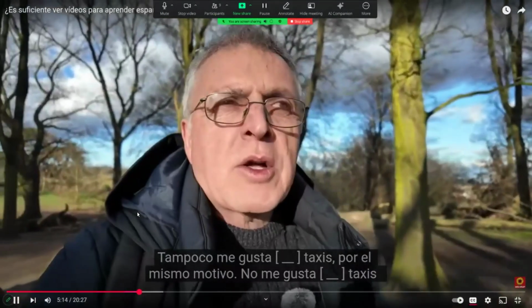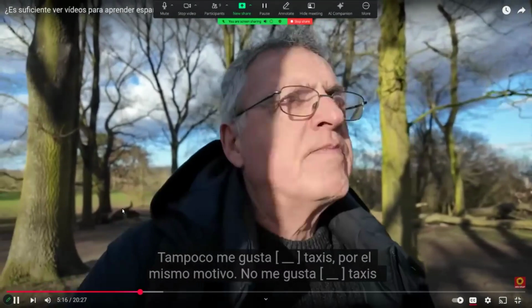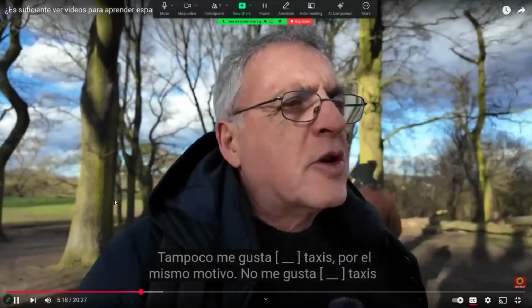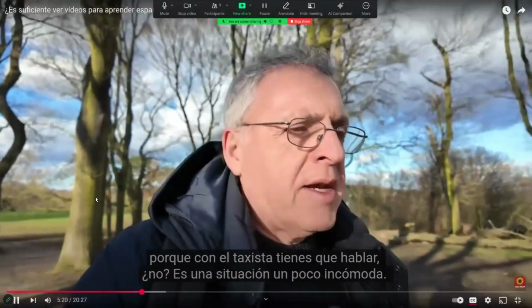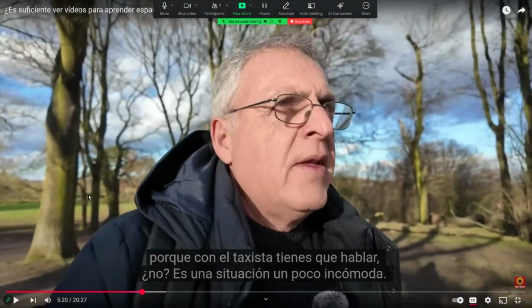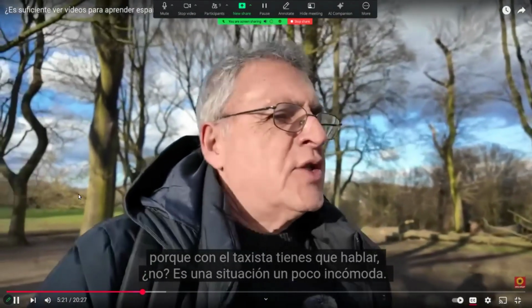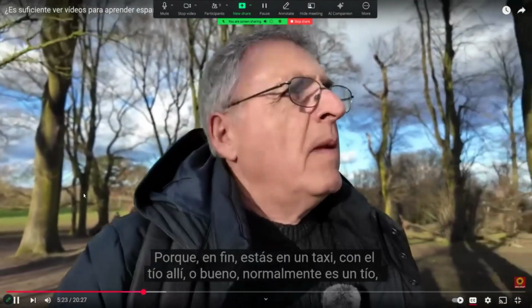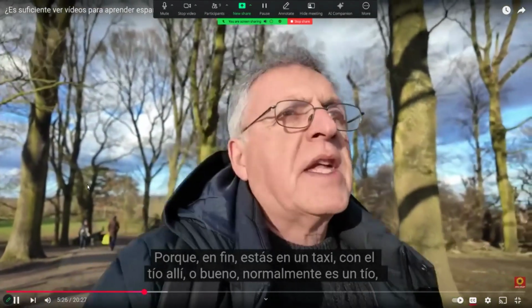Tampoco me gusta coger taxis por el mismo motivo. I don't like grabbing a taxi. Porque con el taxista tienes que hablar, ¿no? And with a taxi driver, you also have to talk. Es una situación un poco incómoda. It's uncomfortable.